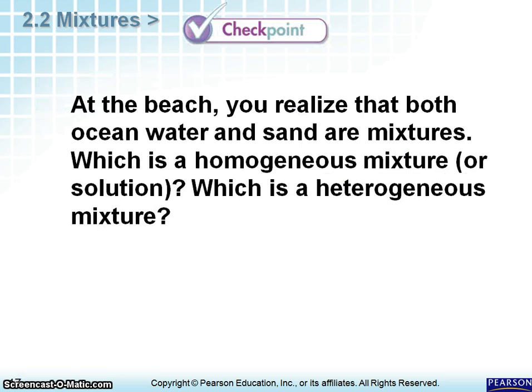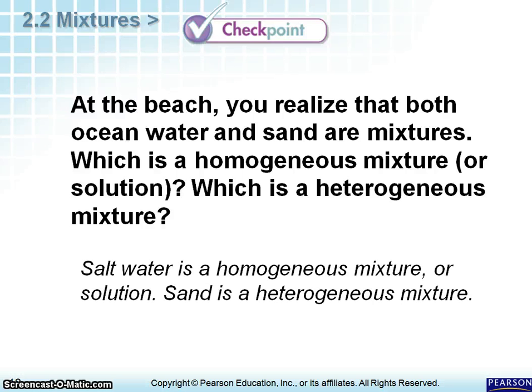Okay. At the beach, you realize that both ocean water and sand are mixtures. Which is a homogeneous mixture solution and which is a heterogeneous mixture? What do you think it is? Salt water is homogeneous and sand is heterogeneous. It's pretty obvious. So think about that when you're thinking about the types of mixtures.